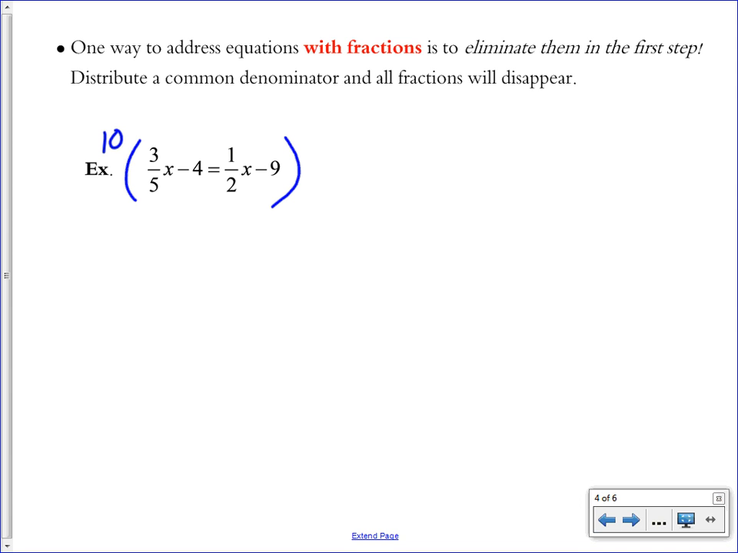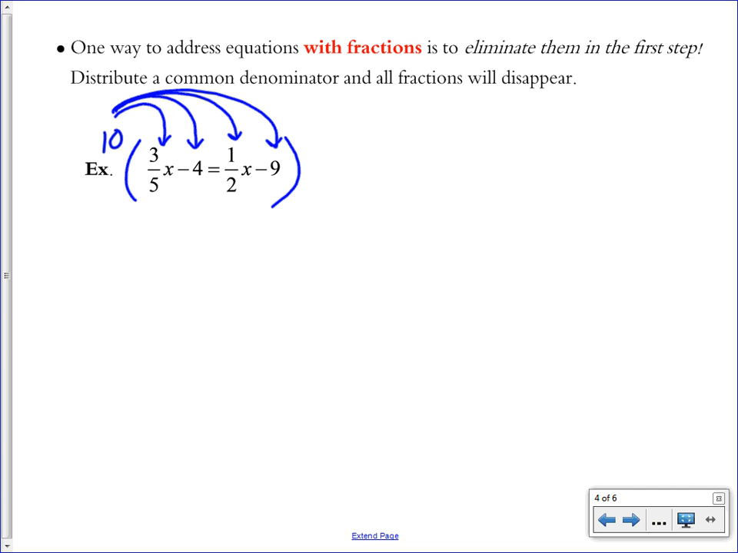Notice I put the entire thing in parentheses to show that I'm distributing this 10 by the first term, second term, and the terms on the other side of the equal sign, first and second term over there. I have to multiply all of the terms in the equation by that common denominator to keep the equation balanced. When I do 10 times 3 over 5x, I will show this intermediate step, though I don't always do this when I'm working, so you can see what I'm doing.